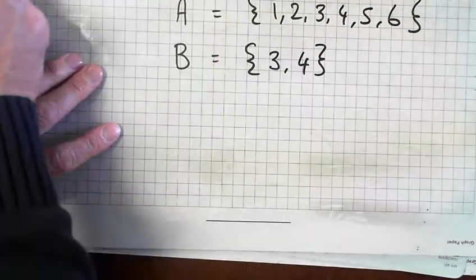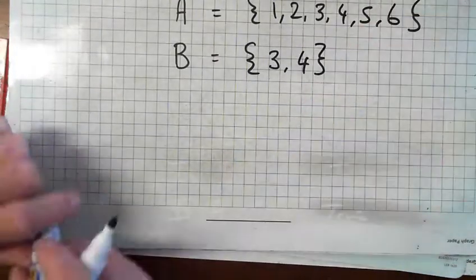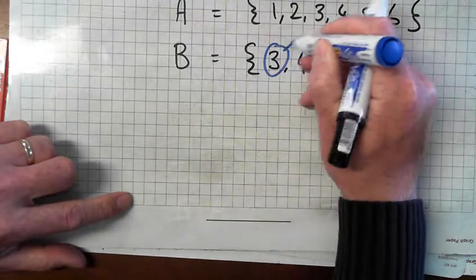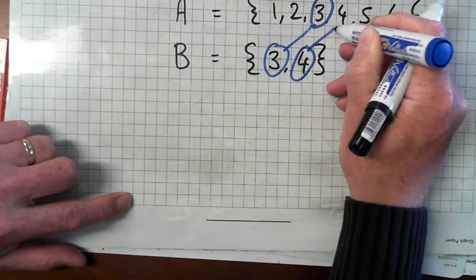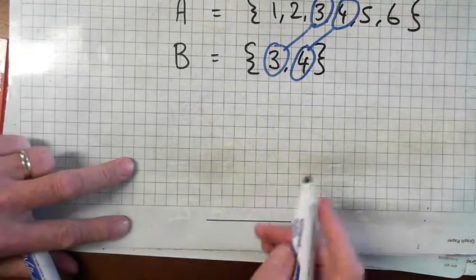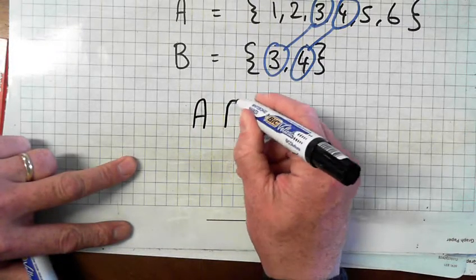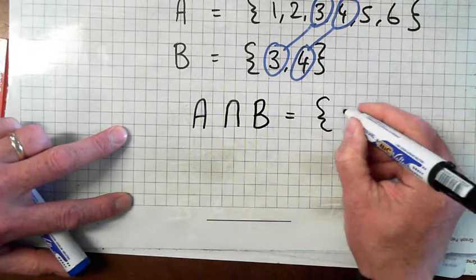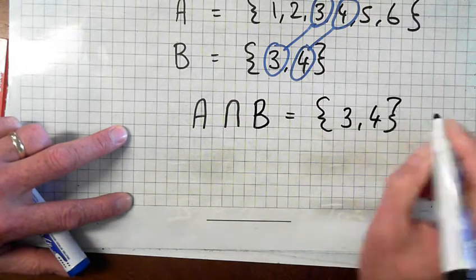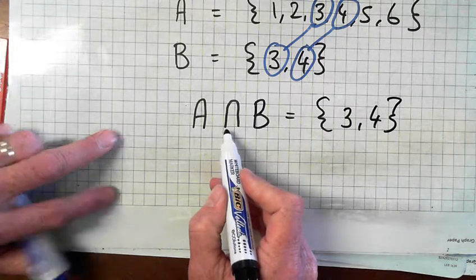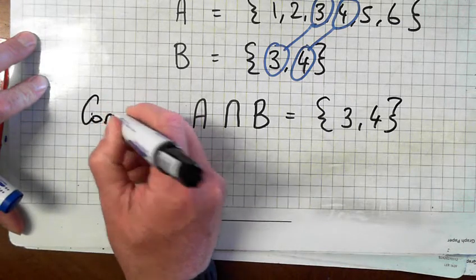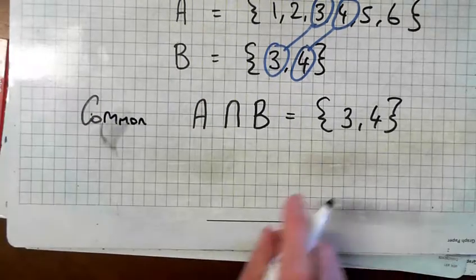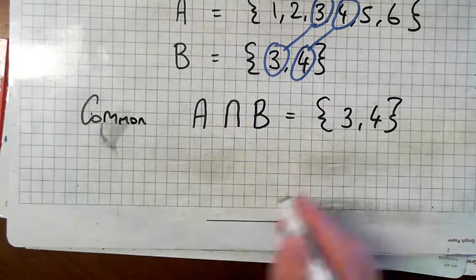Okay, next one. What's common to both? 3 and 4. Let's have a look. 3 and 4. Okay, how do I write that? Look up. So that is A intersection B is equal to 3, 4. So what does intersection mean? What they have in common.